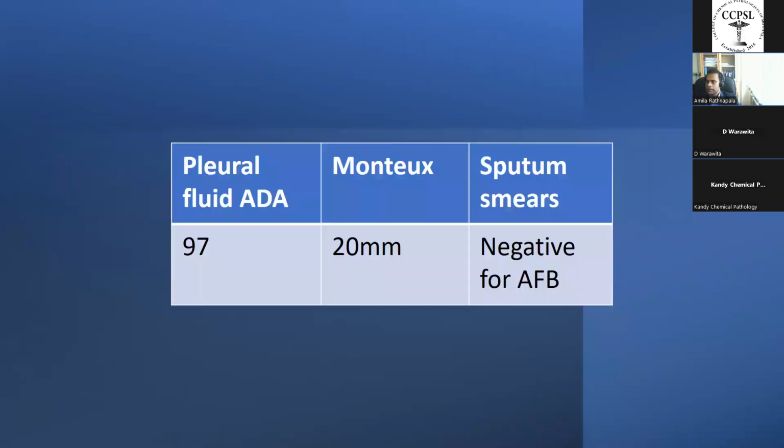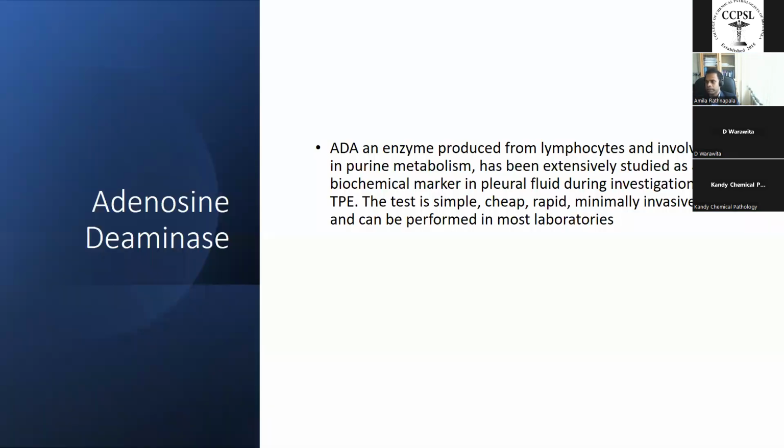And in addition to the routine investigations, we did pleural fluid ADA levels, which was 97, and we did a Mantoux test to assess whether the patient has any exposure to tuberculosis, and the sputum smears were negative.